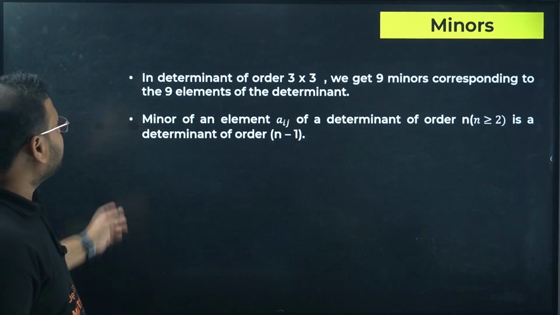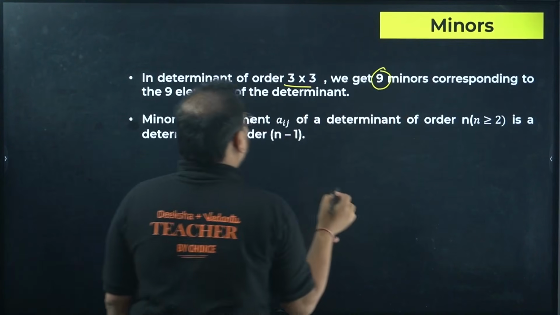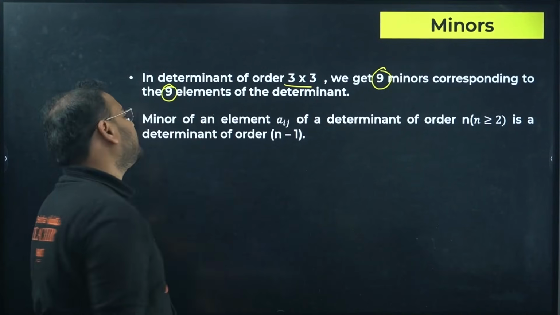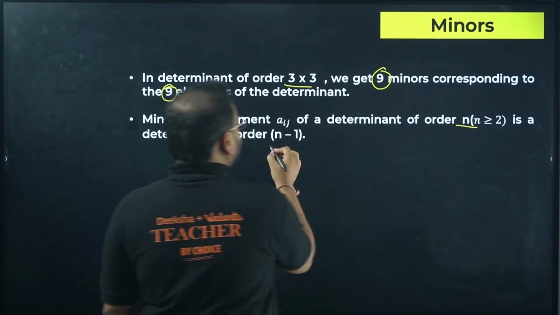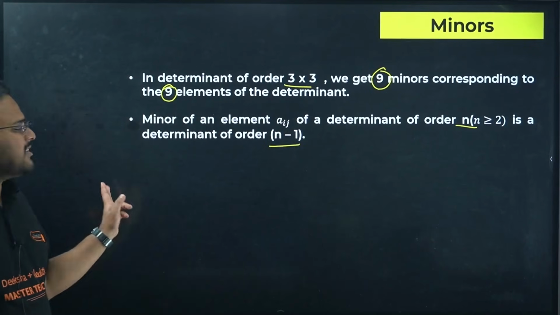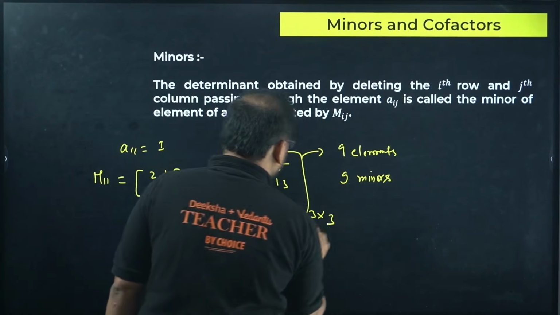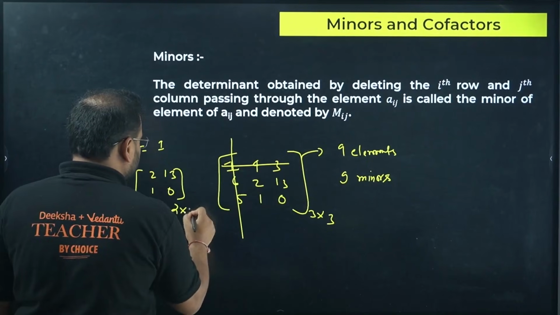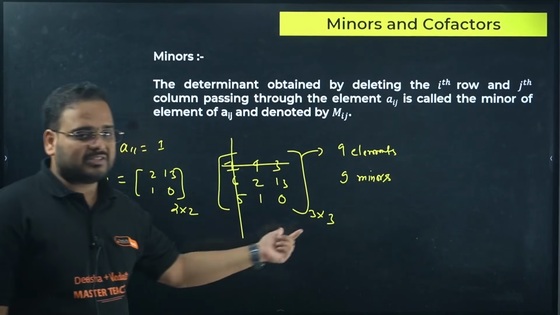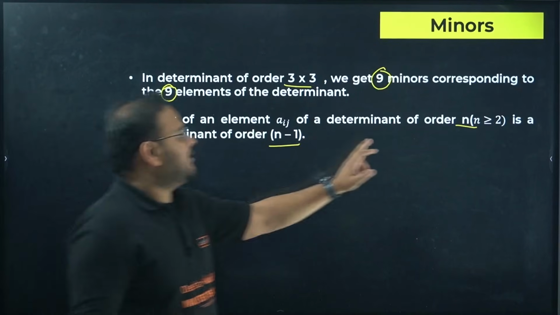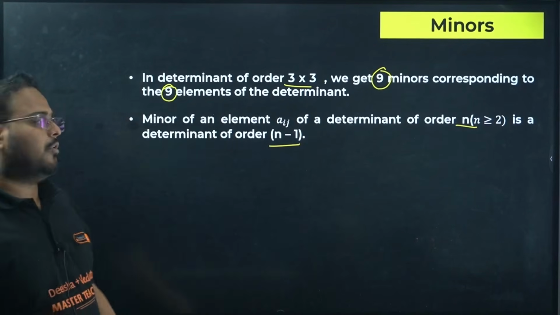Now, determinant of the order 3 cross 3, we get 9 minors corresponding to the 9 elements. Minor of an element aij of a determinant of order n will be of order n minus 1. Of course, we know that this determinant is 3 cross 3 and this is 2 cross 2. So this is 1 less than the order of the original determinant, which is of order n.